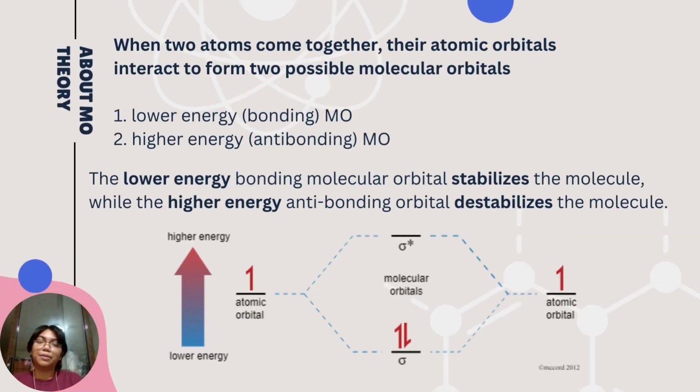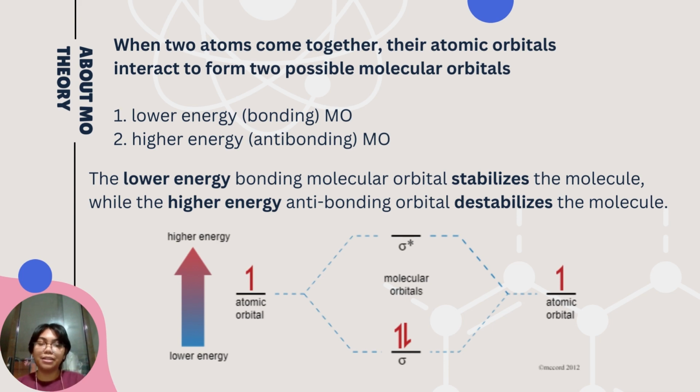Now, let us discuss what MO theory is really all about. In MOT, when two atoms come together, their atomic orbitals interact to form two possible molecular orbitals. First is the lower energy or bonding MO, and second is the higher energy or antibonding MO. The lower energy MO stabilizes the molecule, while the higher energy antibonding MO destabilizes the molecule.